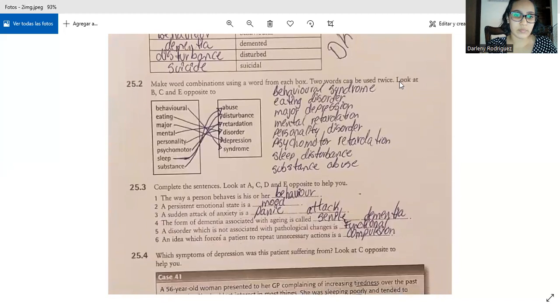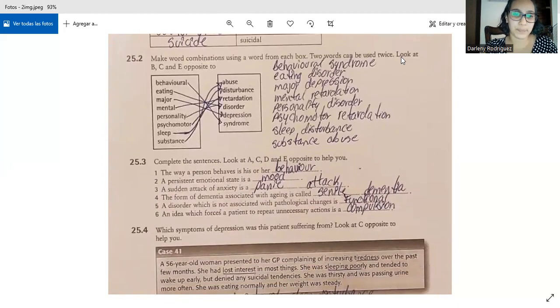Exercise 2. Make word combinations using a word from each box. Two words can be used twice. Behavioral syndrome, eating disorder, major depression, mental retardation, personality disorder, psychomotor retardation, sleep disturbance, substance abuse.